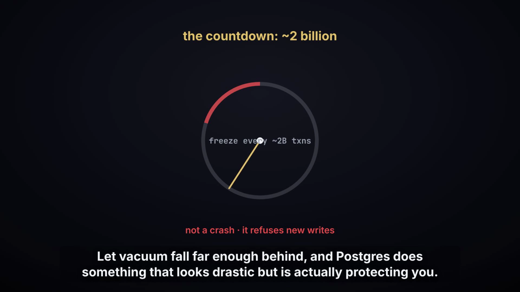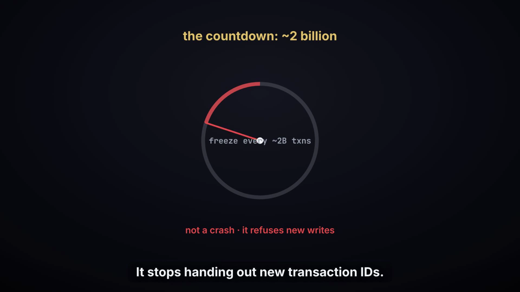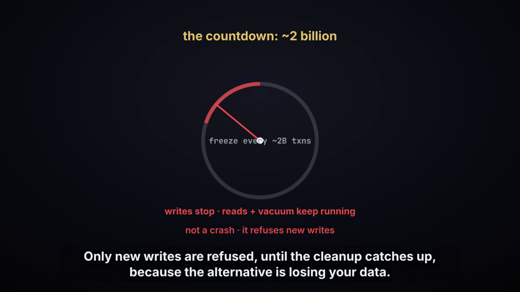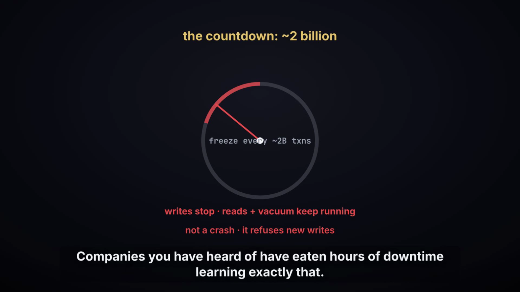Let Vacuum fall far enough behind and Postgres does something that looks drastic but is actually protecting you. It stops handing out new transaction IDs. Not a crash. Reads keep serving. Vacuum keeps running. Only new writes are refused until the cleanup catches up, because the alternative is losing your data. Companies you have heard of have eaten hours of downtime learning exactly that.